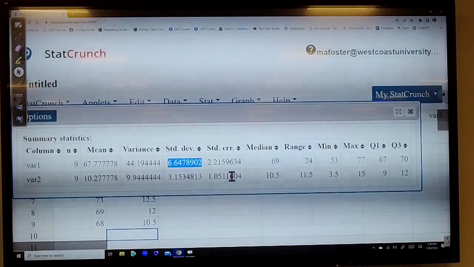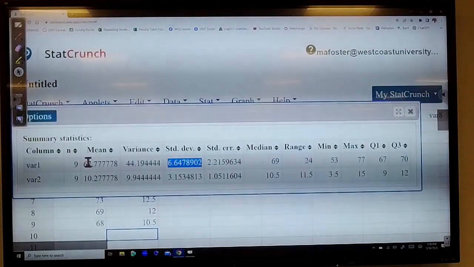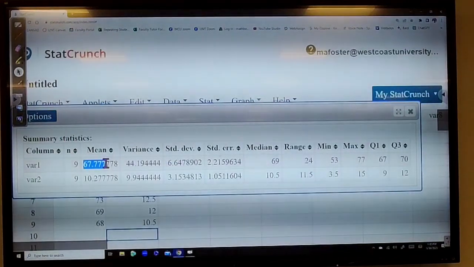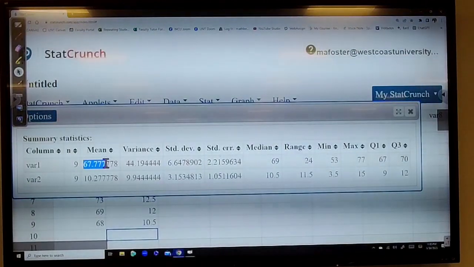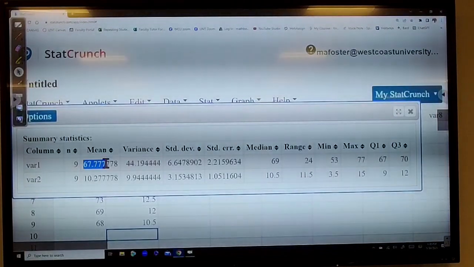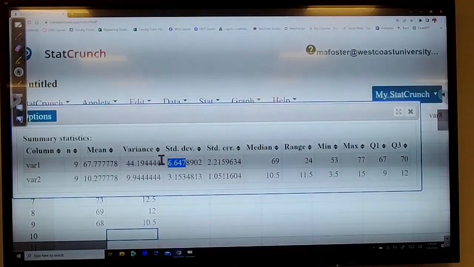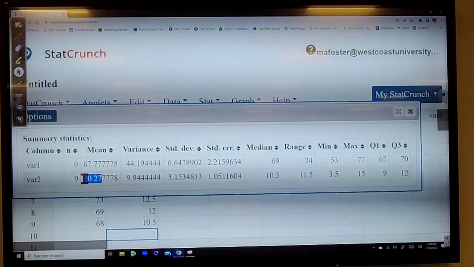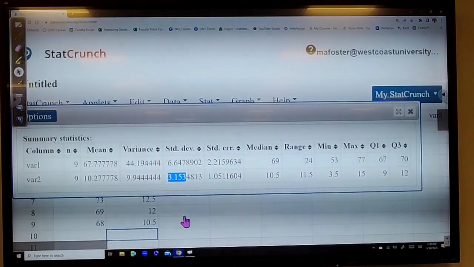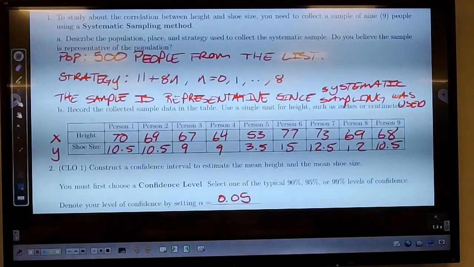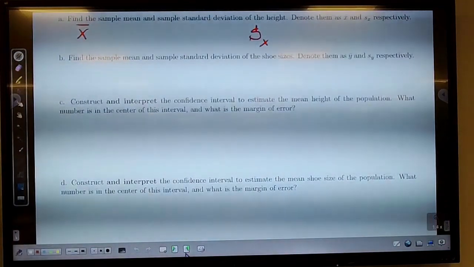Okay, so for my x values, the mean was 67.78. We'll just do 2 decimal places. And the standard deviation of the height was 6.65. My average shoe size was 10.28 with a standard deviation of 3.15. And when I come back here, fill that information in.